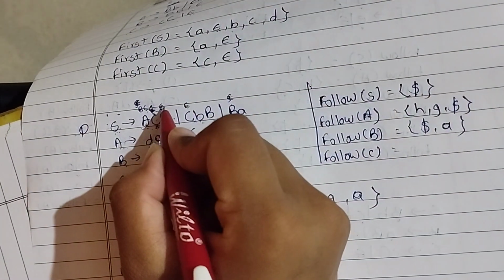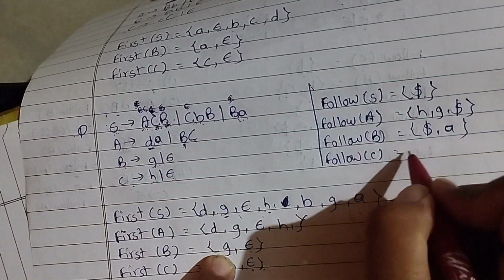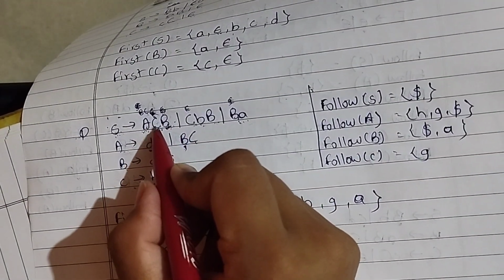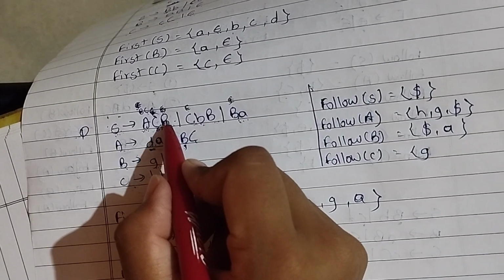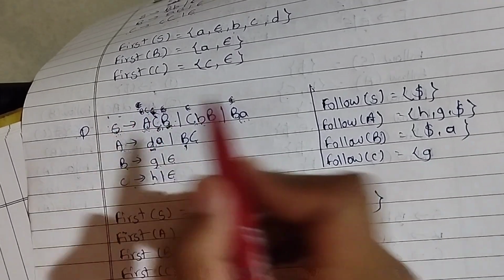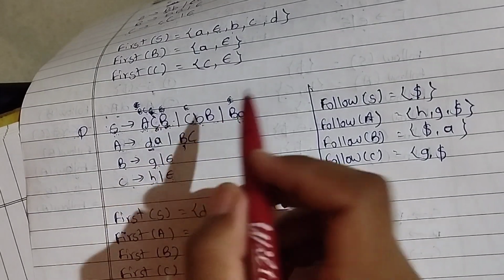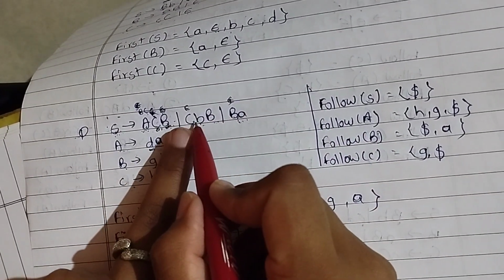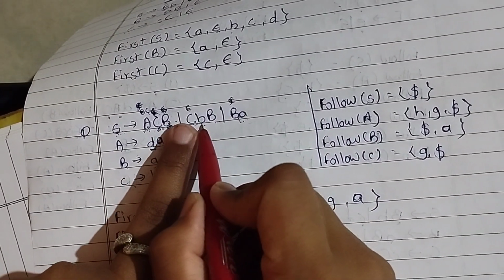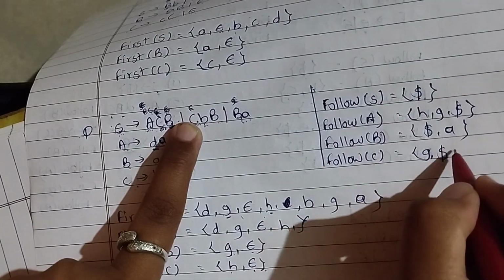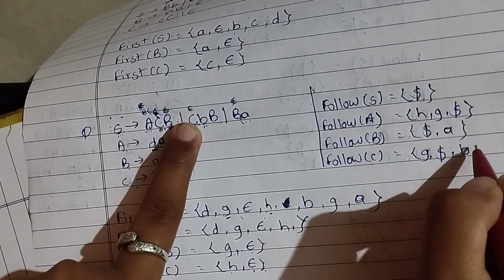So if we put G here, then C is followed by G. Next time null. If non-terminal is followed by null, then we find out the follow of S. Follow of S is $. So yes, completed. Now we move ahead. Here C is followed by small b, and small b is itself a terminal. So directly write here b.